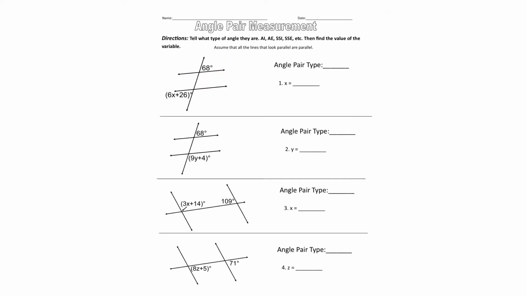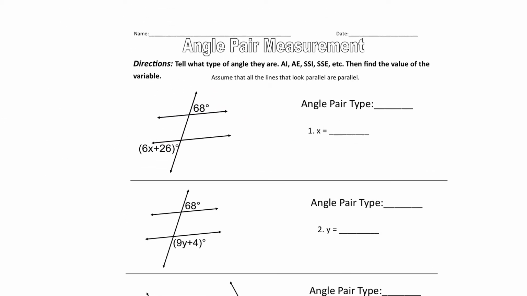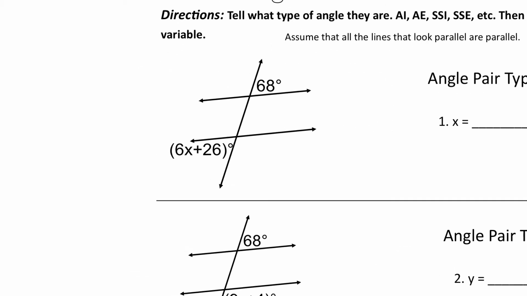Okay, so let's flip it over to the back side, and let's work out a few of these problems together. Same type of stuff we did on Friday, just practicing some more. So the first thing is this angle and this angle right here. What type of angle pair are these two?